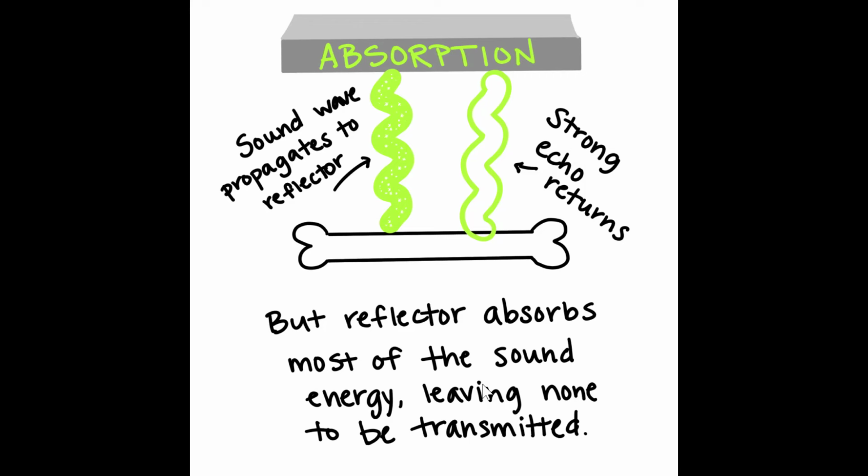This is why if you are imaging over a rib, you will see just dark shadow coming from behind it. That rib has absorbed most of your sound energy. There's no way to get meaningful reflections from behind that rib.